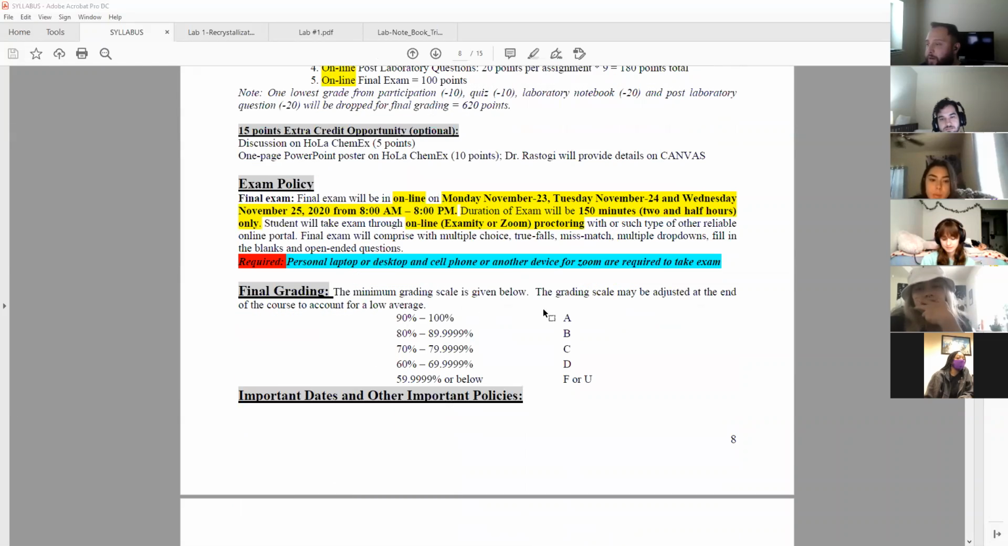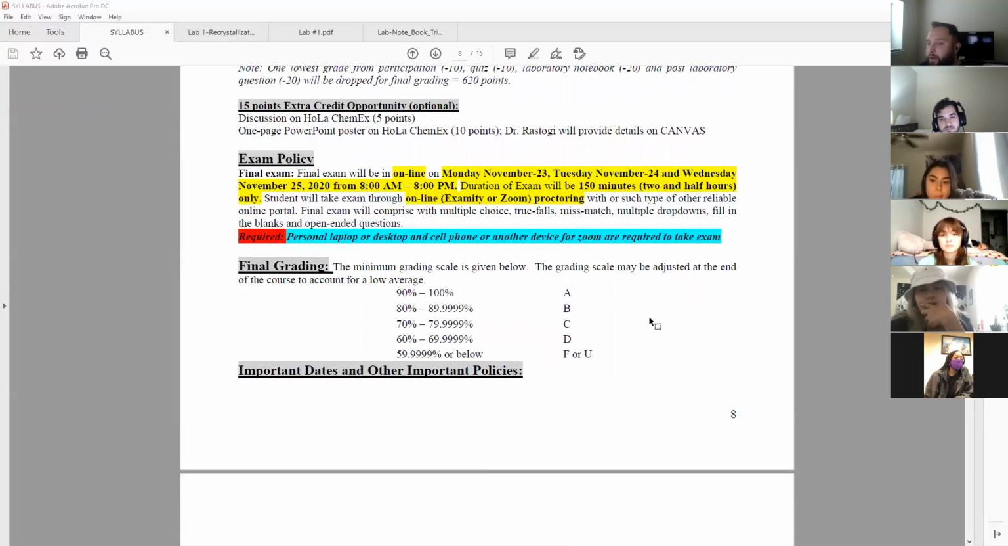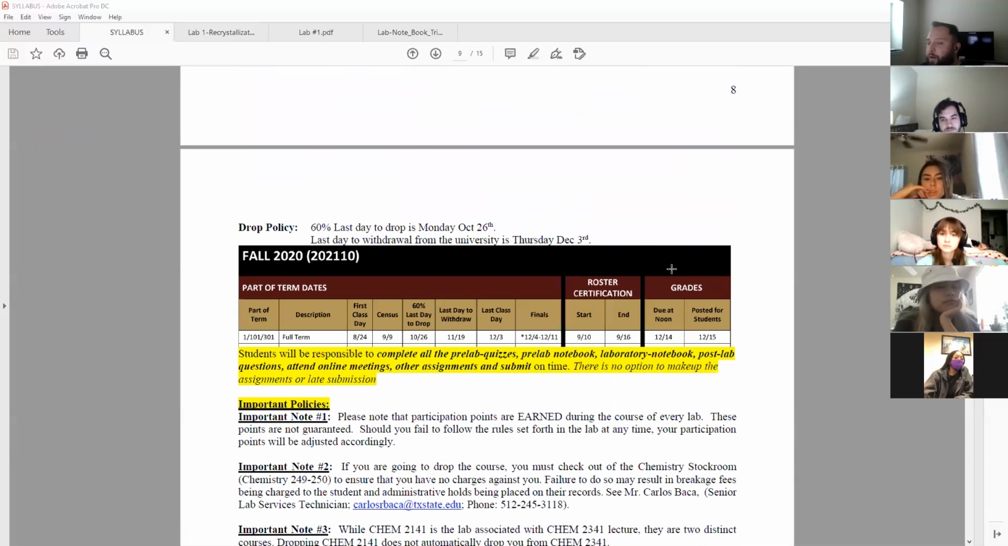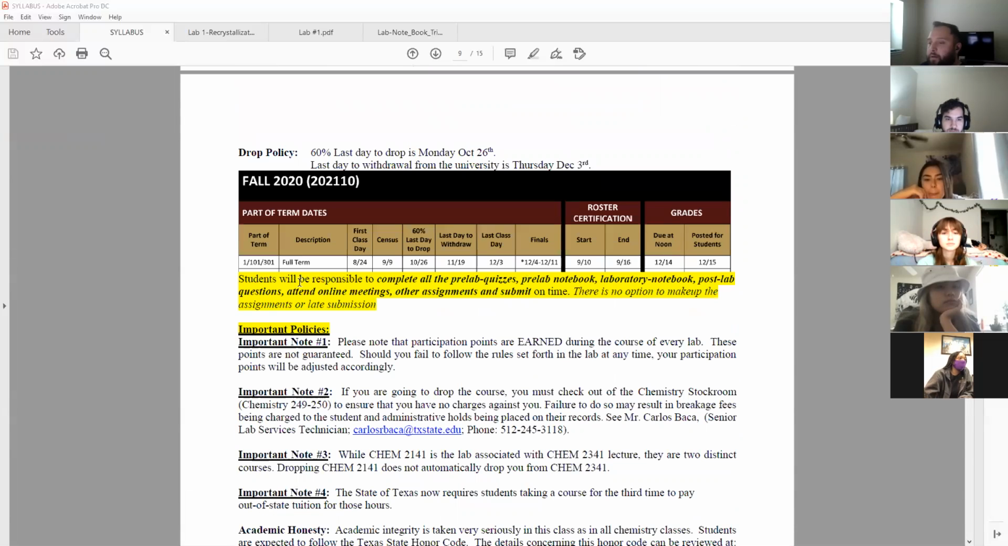And then there's the grading policy. I don't know if you guys have the ability to drop anything. It's below. Yeah, I don't see anything about a drop. Okay, wait, one lowest grade, lab notebook. Okay, so there will be one lowest grade to drop, and then blah, blah, blah. And then I guess the drop deadline is 11/19, but October 26th to get 60% of your refund back, I guess.